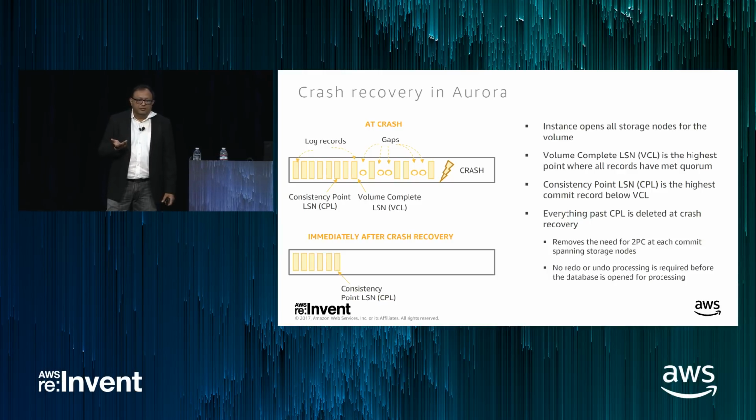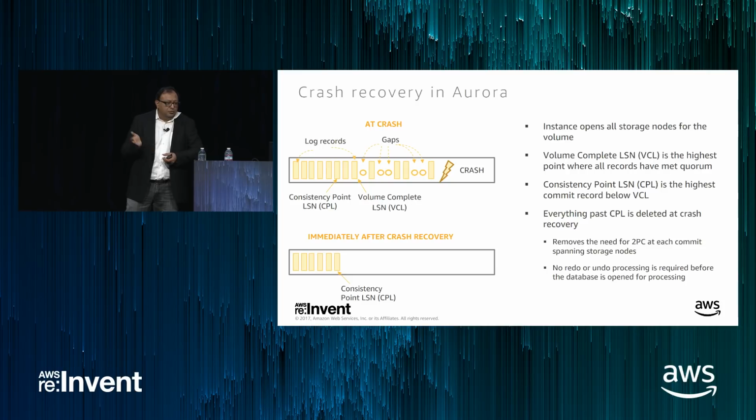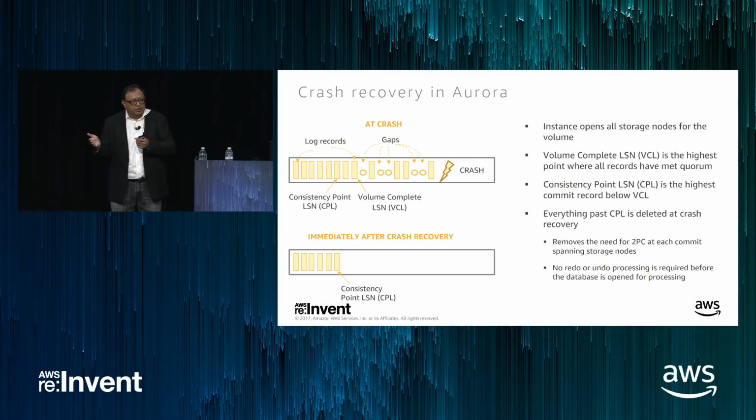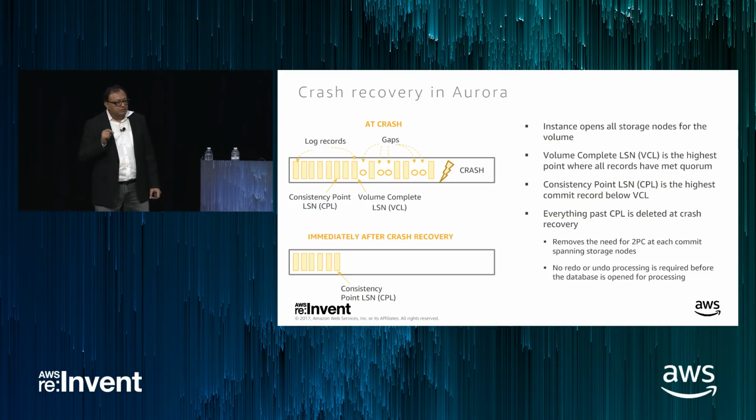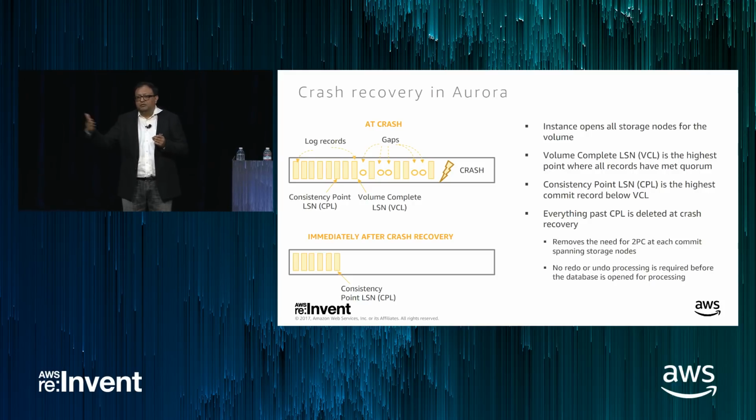The way other systems deal with that is that they do two-phase commits. Two-phase commits take a long time, they're heavyweight, it's kind of sucky. So rather than doing two-phase commits in foreground processing, we do the trimming of the ragged edge during crash recovery. So what we have to look for here is, what's the consistency point? Actually first, what is the volume complete LSN? What is the LSN, log sequence number, the redo log record identifier, such that there are no gaps past that point? So you know that the volume is complete past that. So that's the ragged edge.